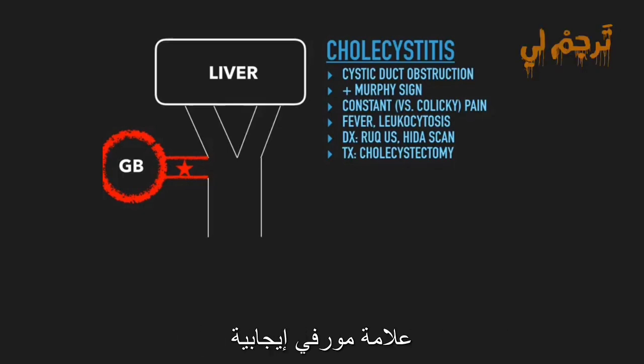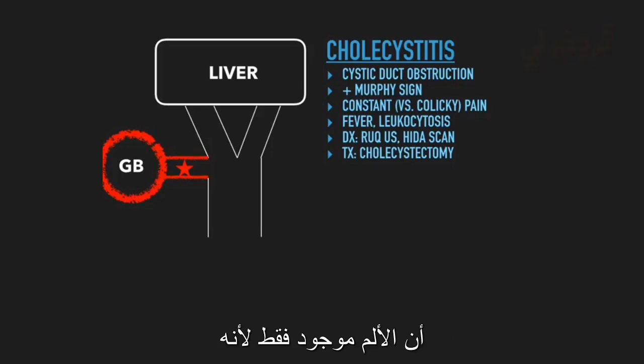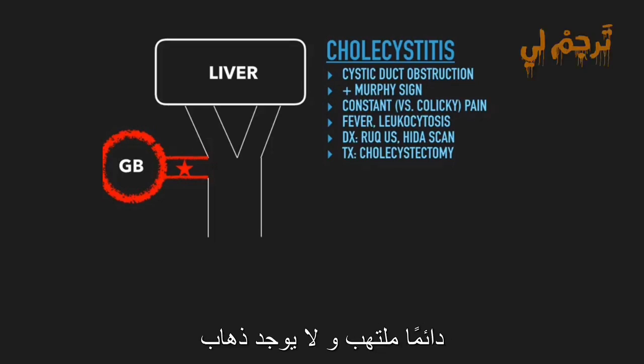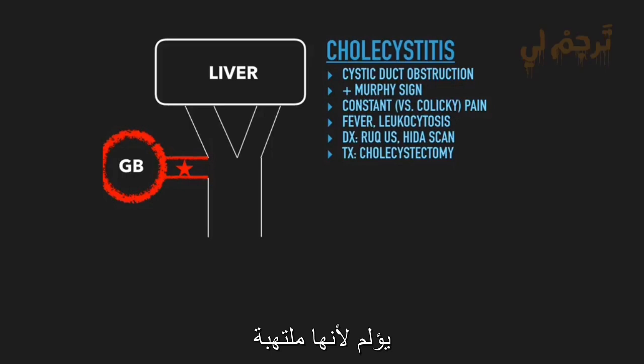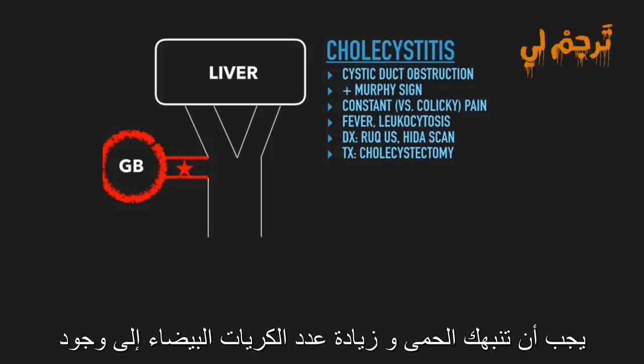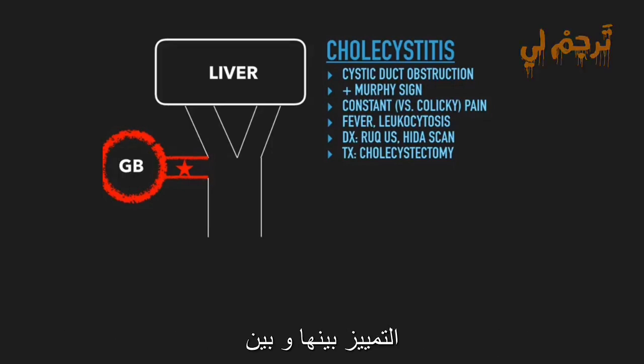There's a positive Murphy sign and constant pain. The reason for this is that the pain is just there because it's always inflamed. There's no coming and going. The gallbladder is contracting against a closed space and it's causing the patient lots of pain. The Murphy sign is there because the gallbladder comes down on the physician's hands during this maneuver and that hurts because it's inflamed. The fever and leukocytosis should tip you off that there's inflammation, which will further help you differentiate it versus cholelithiasis where there's no inflammation.